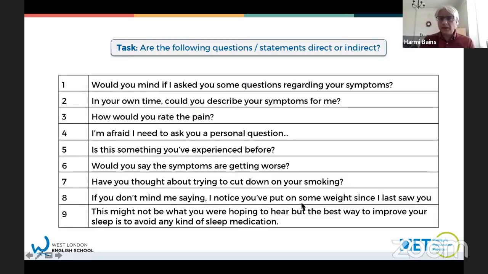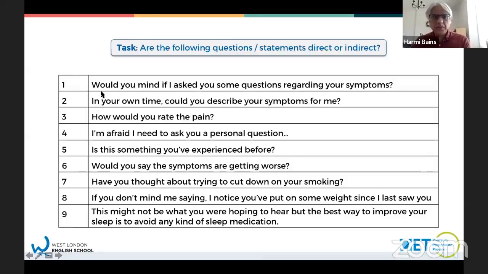Okay, let's do a quick task. Guys, feel free to type your answers into the chat, or any questions you have, please do put them into the chat as well. You've got to decide these sentences and questions, are they direct or indirect?